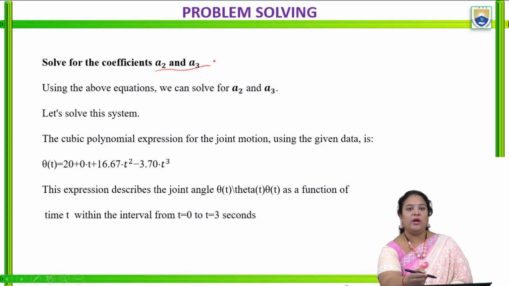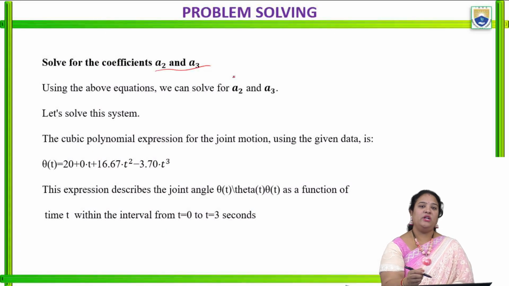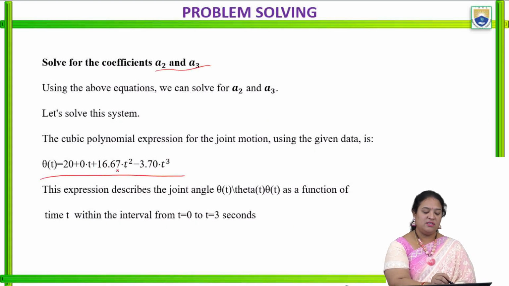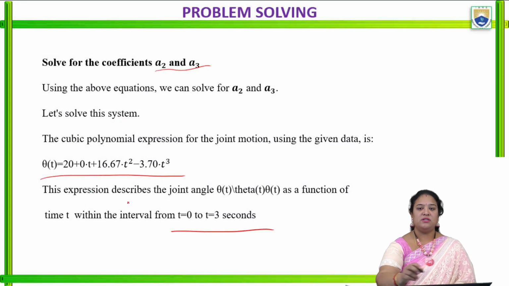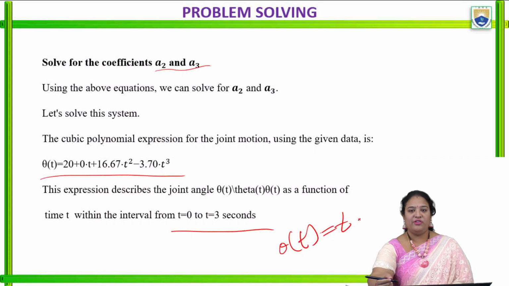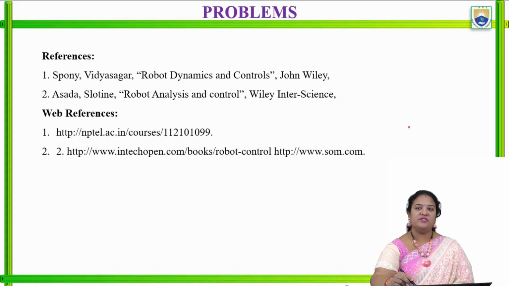So we need to solve for the coefficients a2 and a3 using the above equations. Theta of t is equal to 20 plus 0 times t plus 16.67 times t squared minus 3.7 times t cubed, where t ranges from 0 to 3 seconds. This expression describes theta of t as a function of time over the interval 0 to 3 seconds.